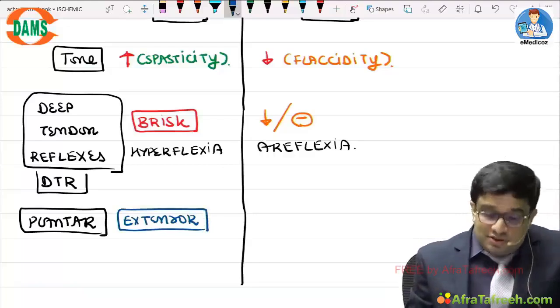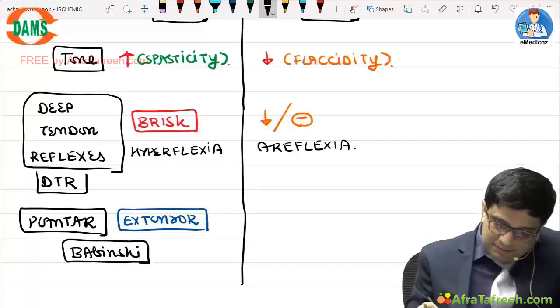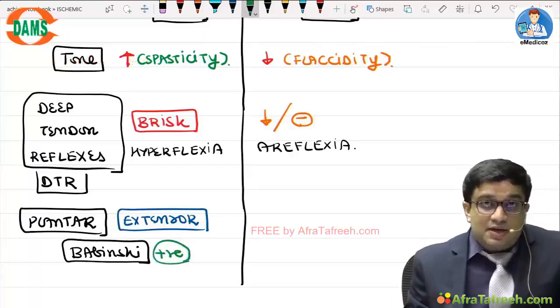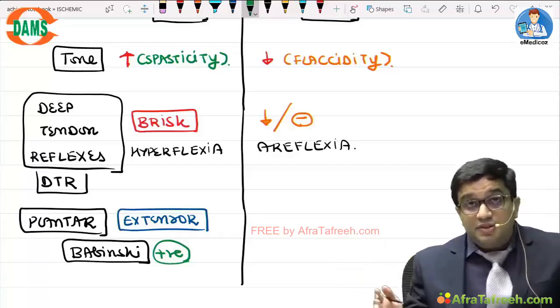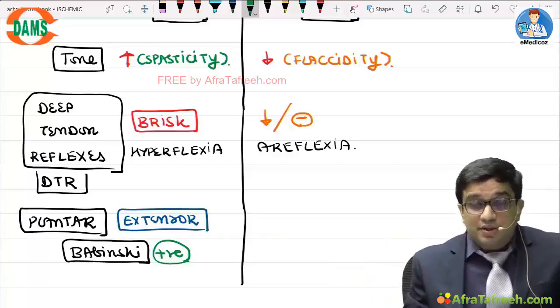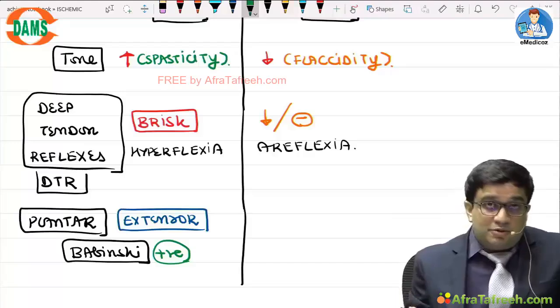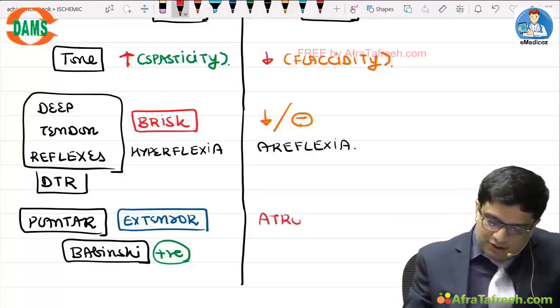Now this extensor plantar is also known by another name as Babinski sign positive. So if anyone asks you what the word Babinski positive means, it is an extensor plantar every time. So remember, the plantar which is extensor has got a name with it as Babinski sign positive. Okay. While on the other spectrum in LMN, we are not worried about the plantar, but one thing happens quite frequently in them, atrophy or wasting.